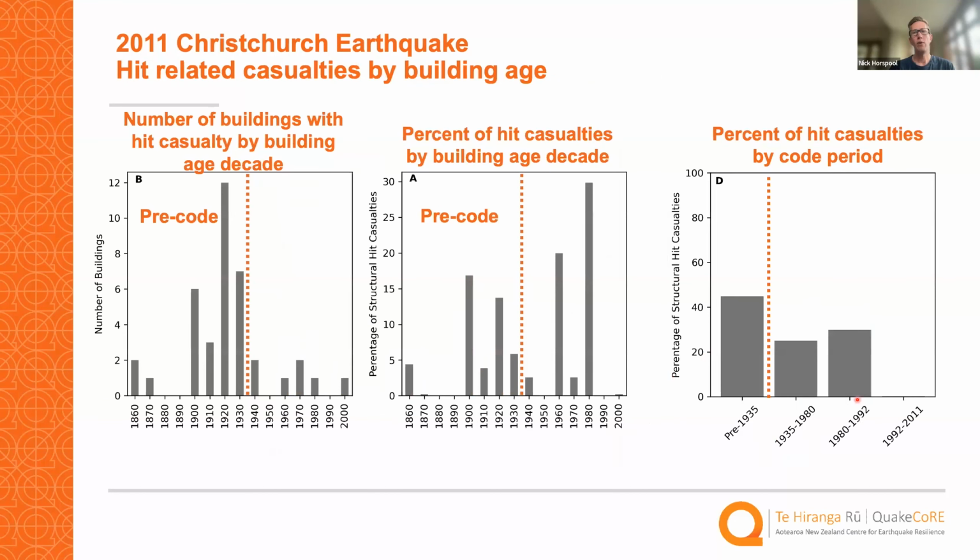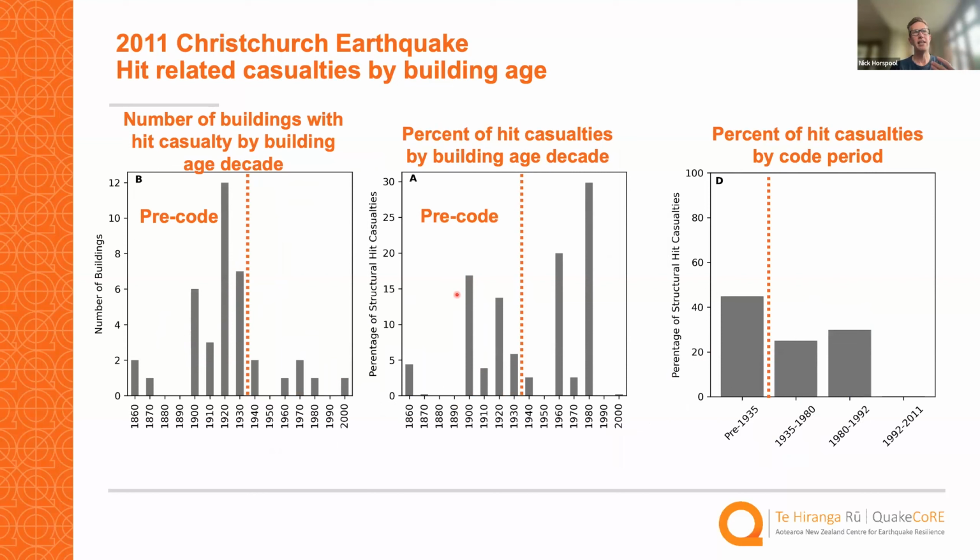If we look at those hit-related casualties, we can also look at that by building age. So how are our different building codes performing? On the left, we have the number of buildings that caused a hit-related casualty by building age decade. Everything left of this orange line is pre-code, so before the 1930s. And what we can see is that the number of buildings is much higher for these pre-code.